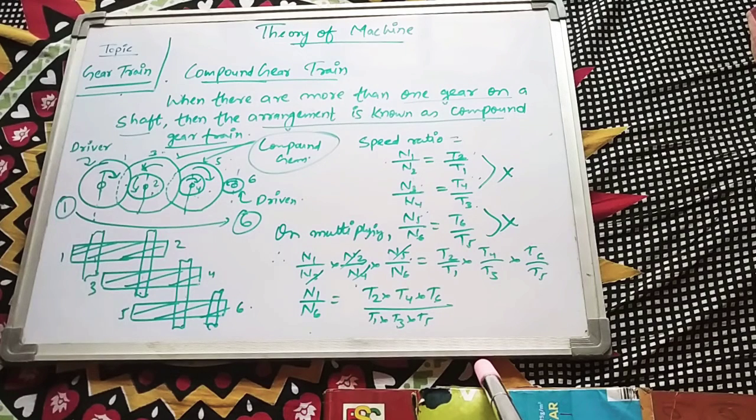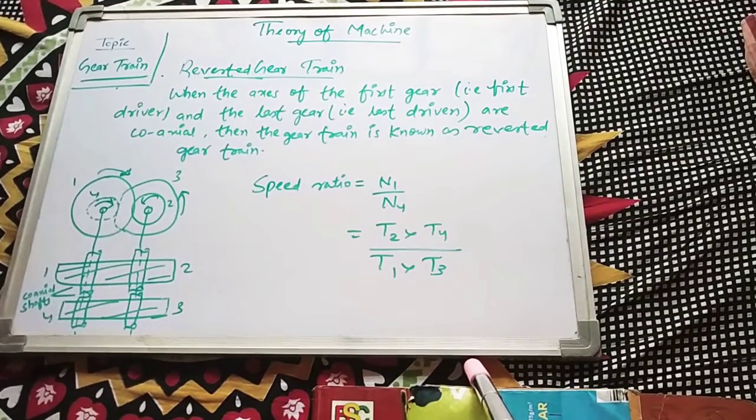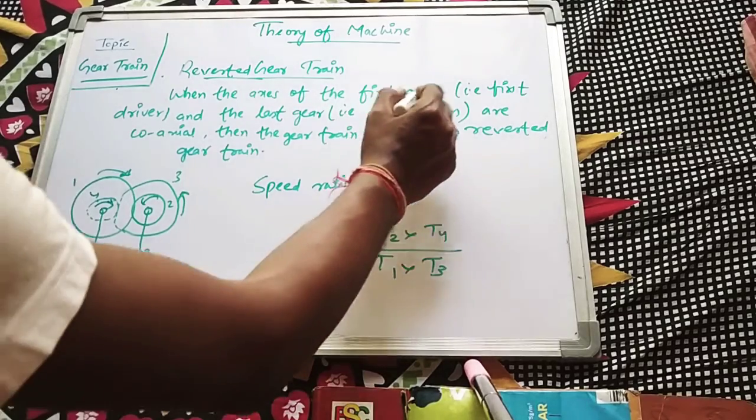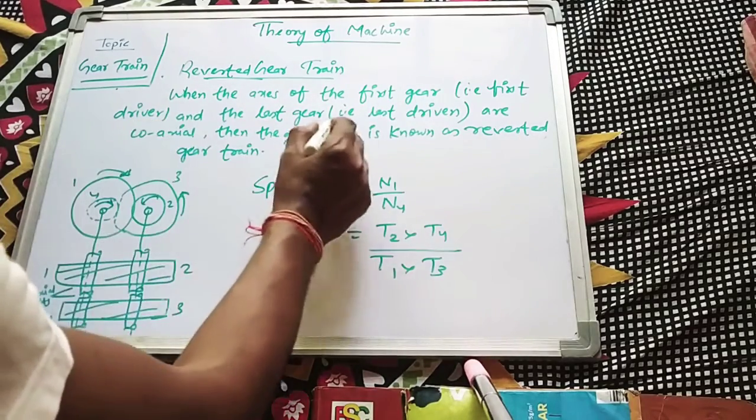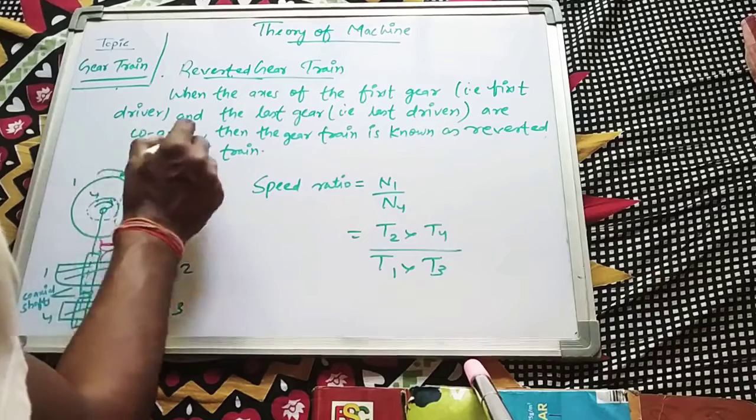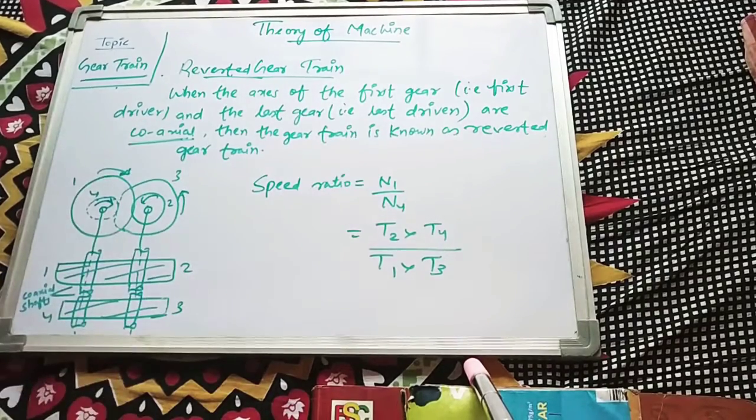So I hope you understand what a compound gear train is. The next one is the reverted gear train. Now, what is a reverted gear train? When the axis of the first gear, that is the first driver, and the last gear, that is the last driven gear, are coaxial, then the gear train is known as a reverted gear train. Coaxial means both are on a common axis.